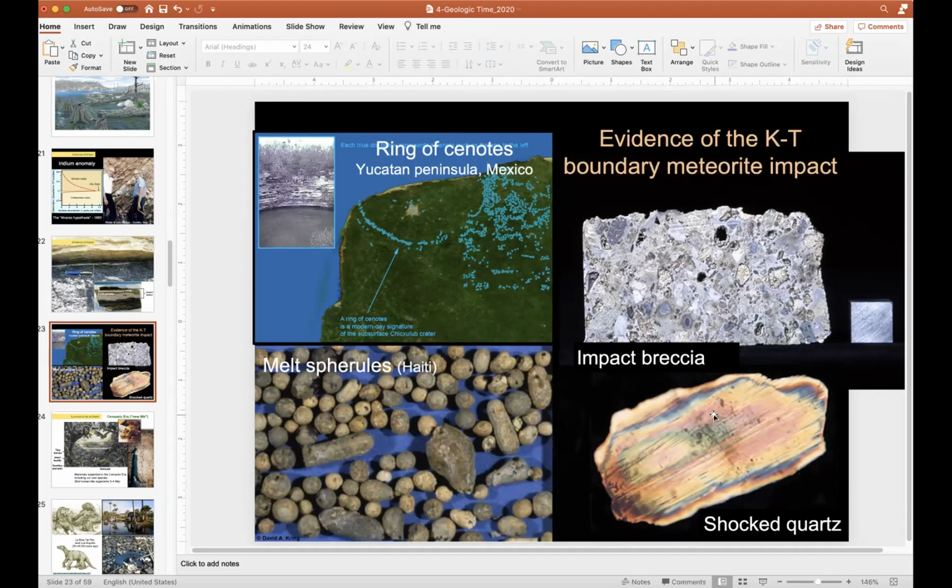Some of that could have also been ejected. It could have been impacted and shot back out too, just like the melt spherules. These are from Haiti. Okay, this is an impact breccia.